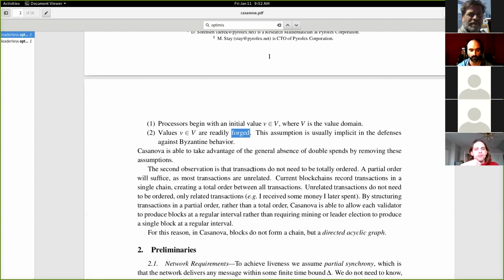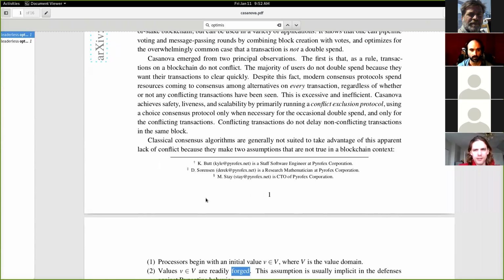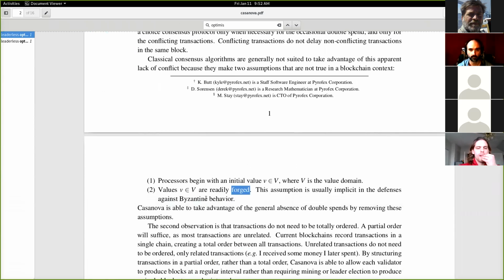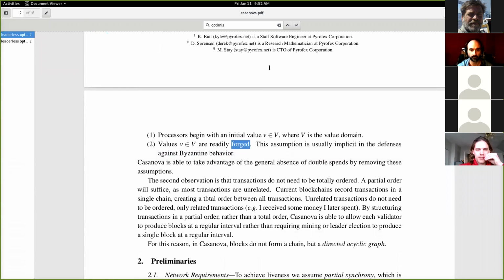Okay, so Casanova's able to take advantage of the general absence of double spends by removing these two assumptions. All right, so what was the first observation again? It was that double spends don't happen all that often, basically. Oh yeah, okay. And so then the second one is transactions don't need to be totally ordered. Yeah, okay. Partial order will suffice. That's, I think, familiar to us from Casper. Yeah, definitely.